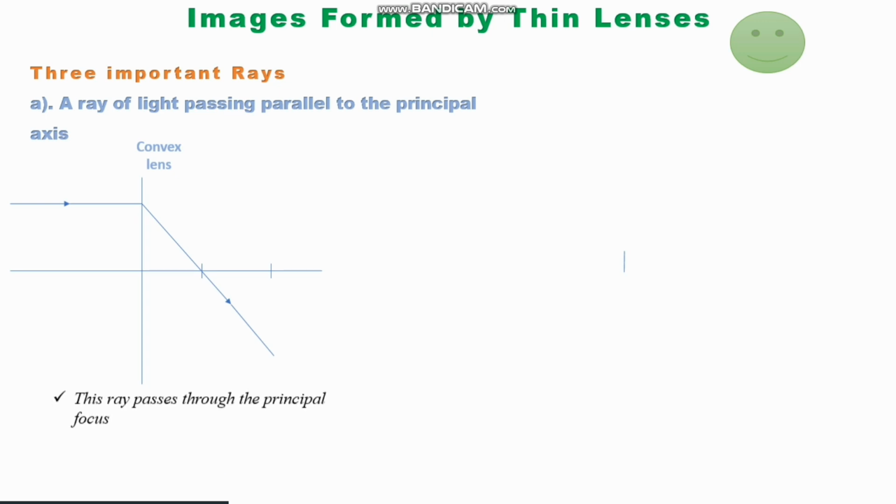For a concave lens, we have the optical axis and the principal axis. The principal axis is horizontal, while the optical axis is vertical. We have a ray of light that is parallel to the principal axis, the same case as for the convex lens. However, a concave lens has a property that refracts the ray upwards, so it diverges the ray. That's why it's called a diverging lens. So the ray diverges upwards.